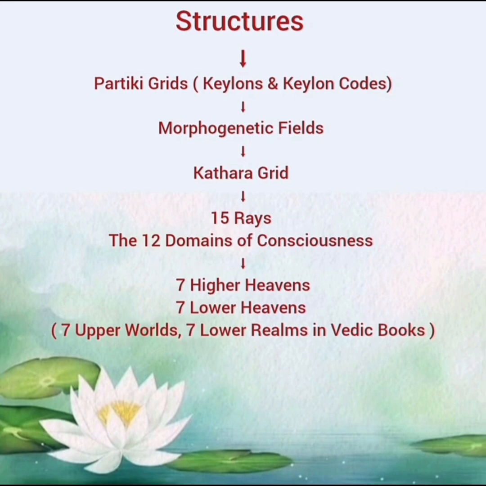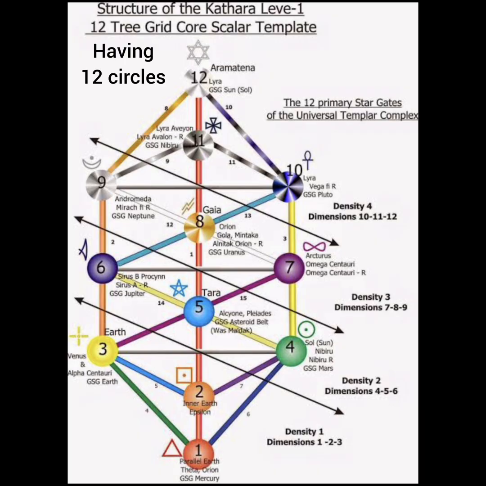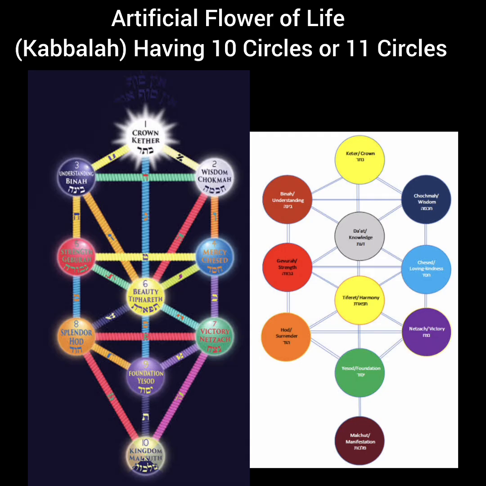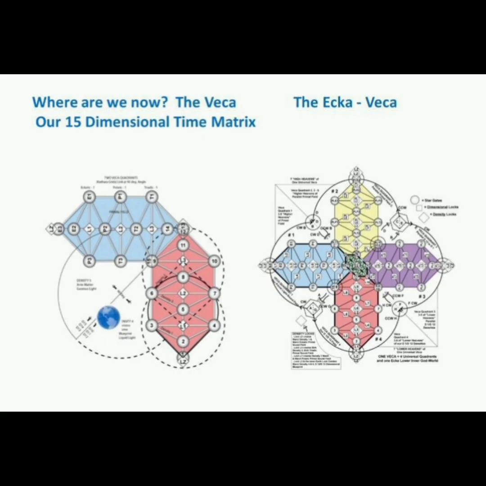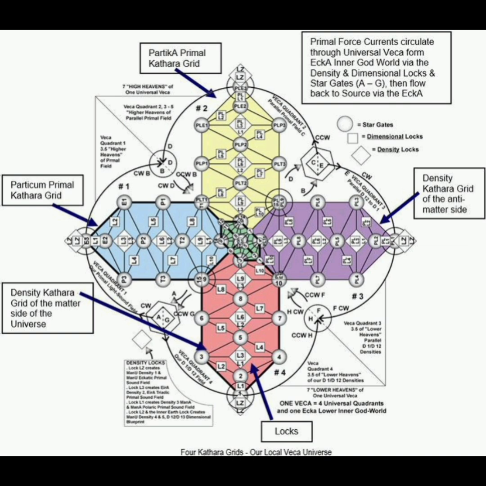After the morphogenetic field, there is the Kathara grid. In the next video we are going to talk about the Kathara grid: what is the meaning of Kathara grid, and what is the original Kathara grid? What is the artificial flower of life, or artificial Kathara grid, which is also called the Kabbalah? We are also going to talk about the Eka Veka system, and how many Kathara grids there are in one universe, and in one time matrix, in the 115 dimensional time matrix.